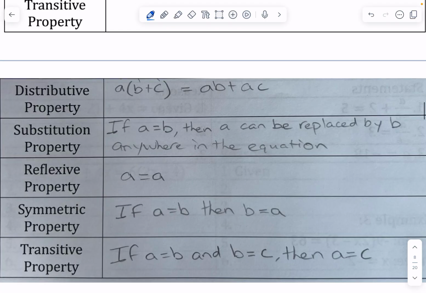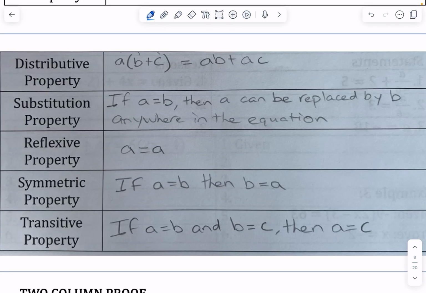Okay, the next one's here, distributive. Again, you've used it forever. It's when you distribute into parentheses, right? That's called the distributive property. Substitution, it says if a equals b, then you can put a in wherever b is anywhere in the equation. You're substituting it in. Notice these are not properties of equality because you don't have to distribute to both sides of the equation. That's just when you're adding or subtracting, multiplying, or dividing. This is usually happening on one side of the equation.